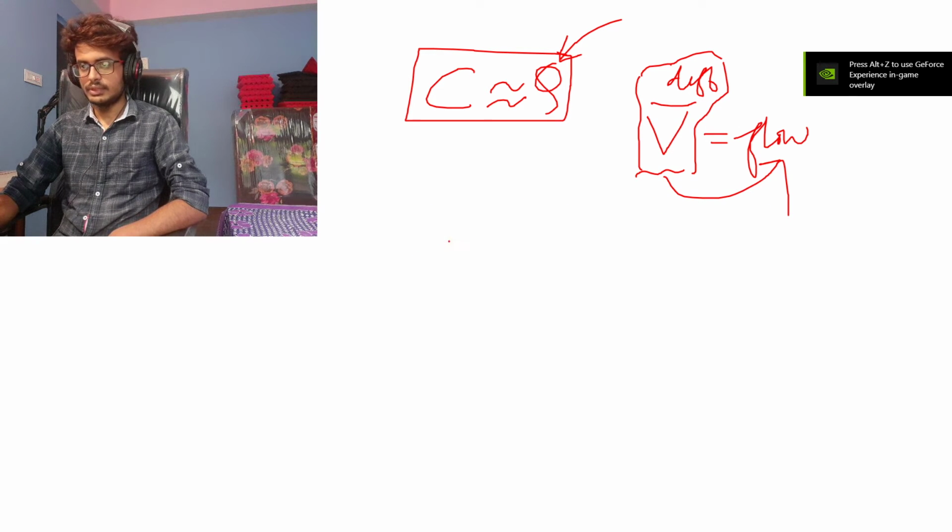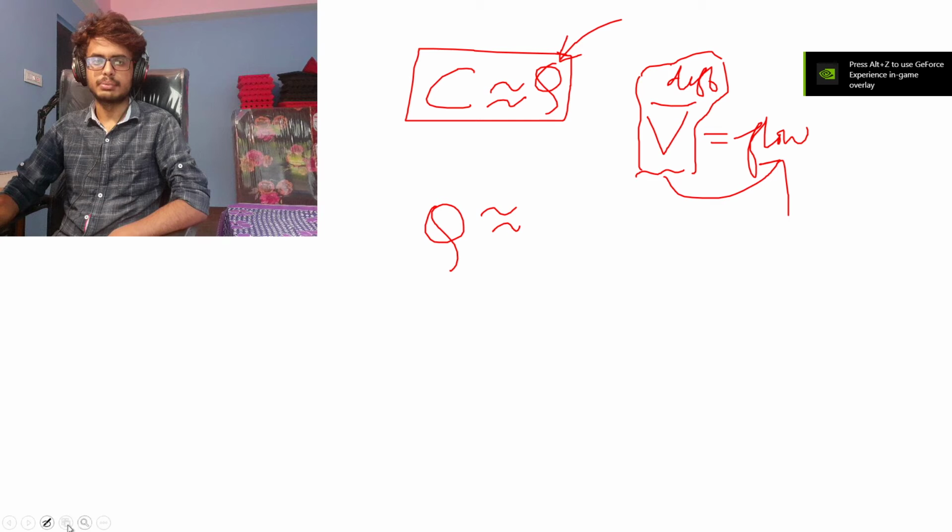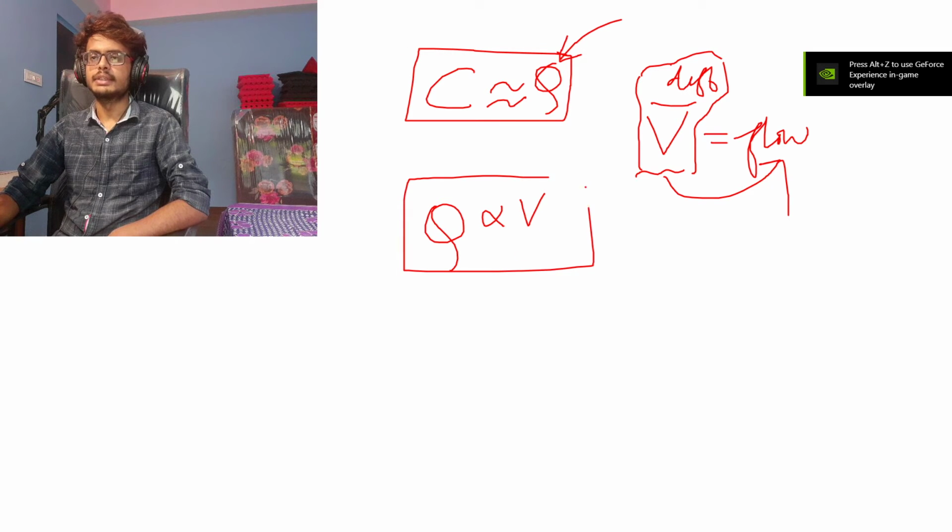So we can directly relate the charge as directly proportional, let's make it that. So let's remove this sign and directly relate it to voltage. Whenever there is potential, there is flow of charge. So the more the potential difference, the more the flow of charge.